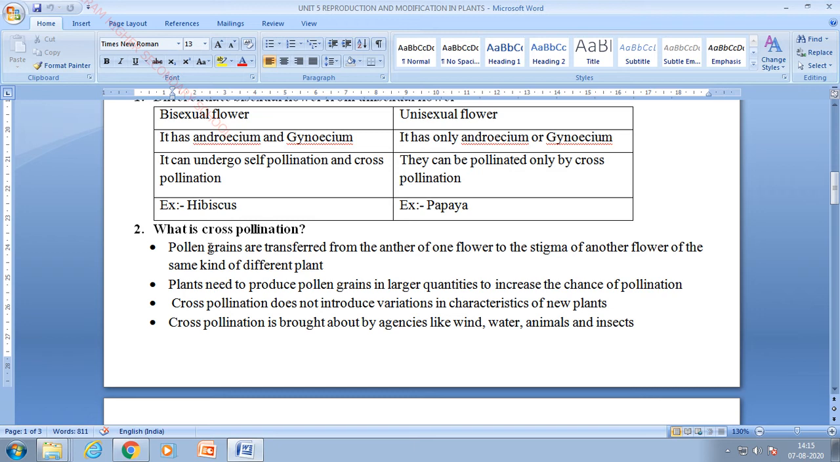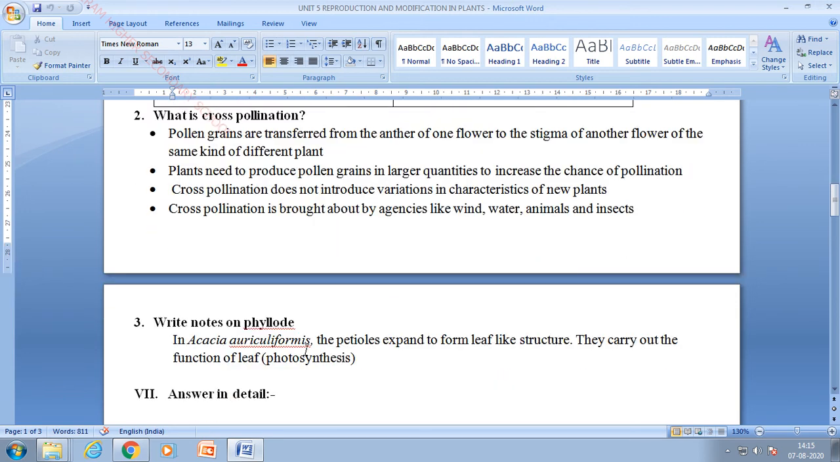So in cross pollination, the pollen grains are transferred from the anther of one flower to the stigma of another flower of the same kind of different plant. Plants need to produce pollen grains in larger quantities to increase the chance of pollination. Cross pollination does not introduce variations in characteristics of new plants. Cross pollination is brought about by agencies like wind, water, animals and insects.